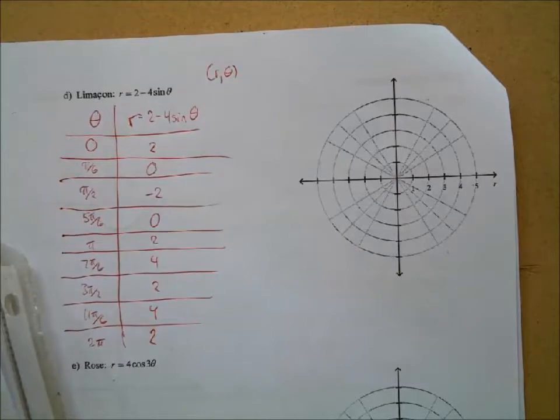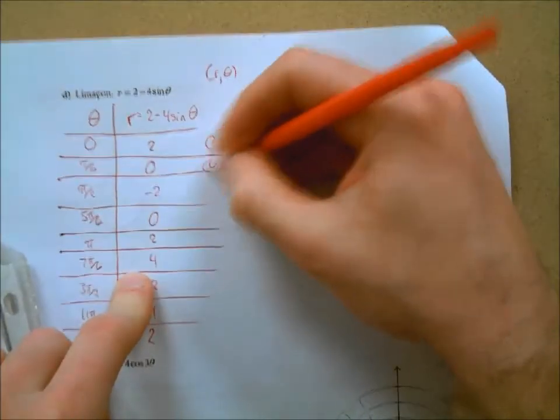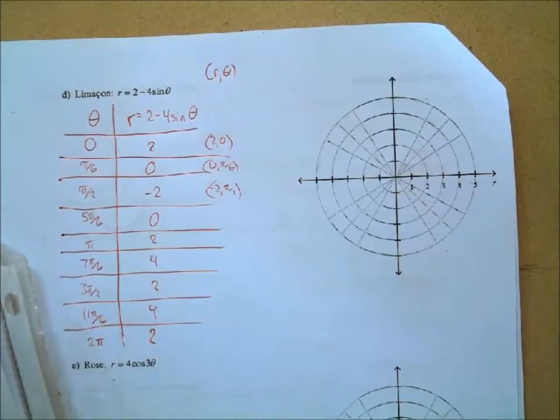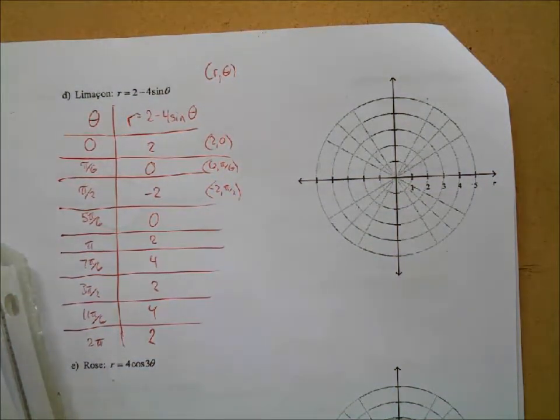Okay, so keep in mind, again, these are the points 2, 0. These are the points 0, pi over 6. This is the point -2, pi over 2. We have them in reverse order, but that's because it's just easier to make theta your independent and r your dependent there. All right, so let's plot some of these points here.